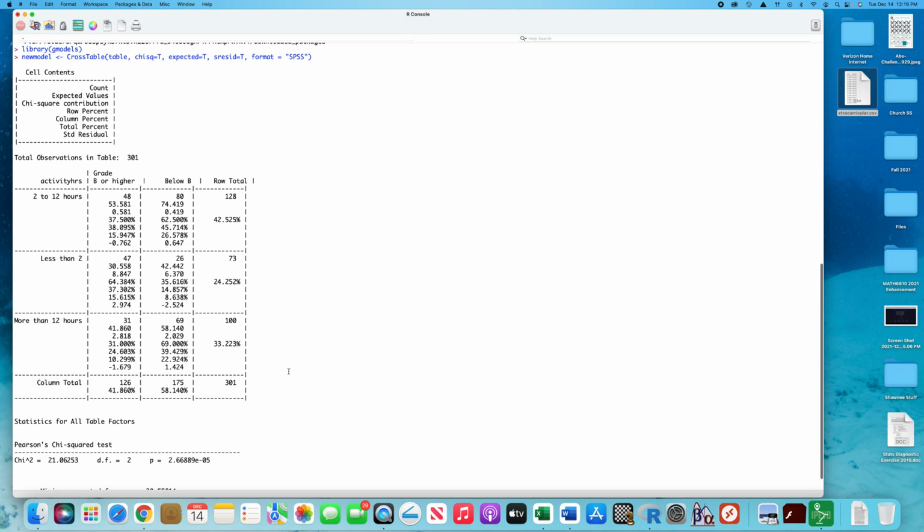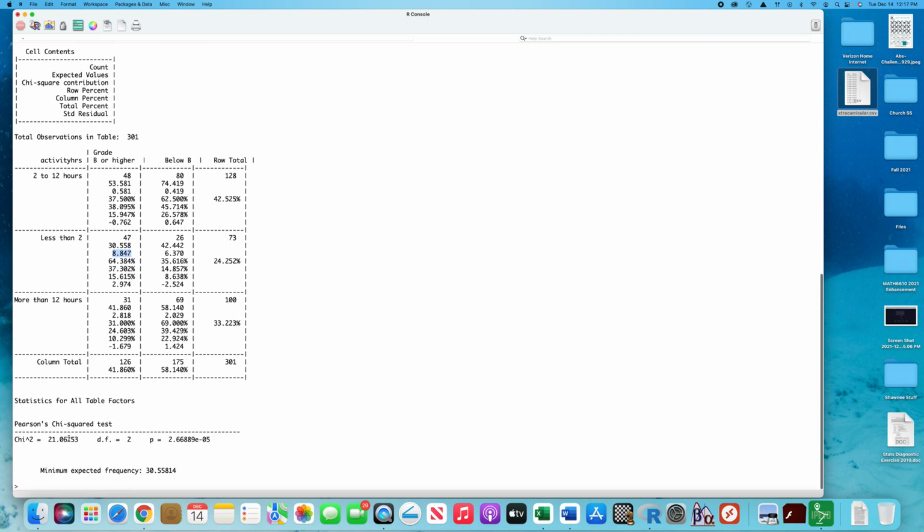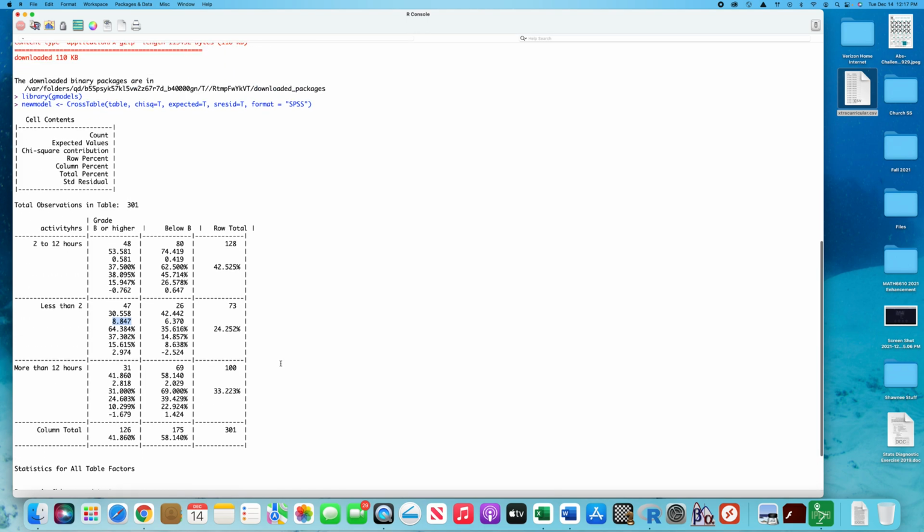And what I like about this is it gives us a lot more information. So we can see the format of each of the cells, the 48, the 53.581, and so on and so forth. First thing we get is the observed count. Then we get the expected. Then we get the chi-square contribution. Remember me talking about that last time when I wrote out the four cell contributions to the chi-square statistic? The third gives me that value, which is very helpful because it helps me identify the cells, I should say, that have the most contribution to the chi-square test statistic. In fact, if you add up 0.581, 0.419, 8.847, you will get 21.06253, which is our chi-square test statistic.